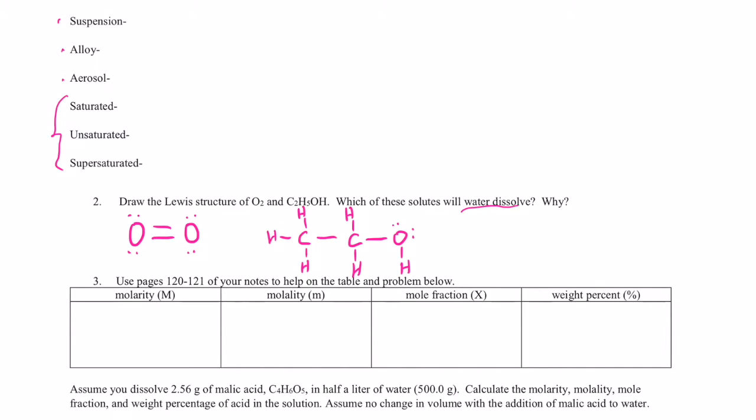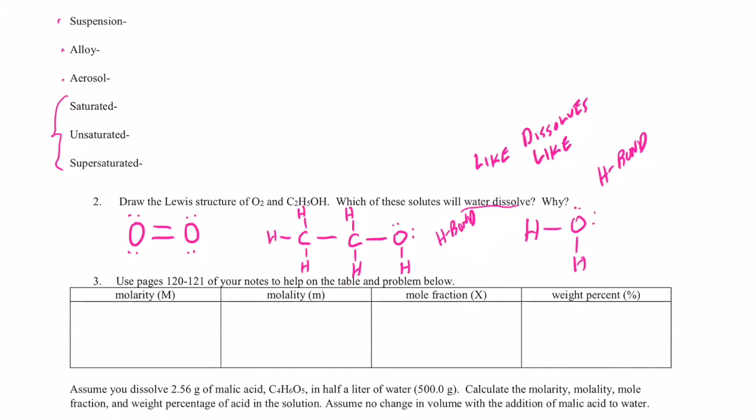Well, remember the simple solubility rule. Like dissolves like. So let's draw the Lewis structure for water and see which one of these molecules it's more like. So the water molecule, H bonded to O, bonded to H. It's also a bent molecule. Hey, can't the water molecule H bond? And can't the ethanol molecule also H bond?